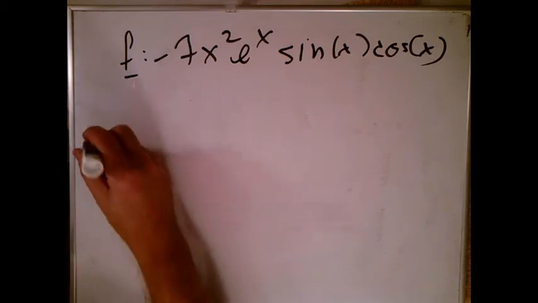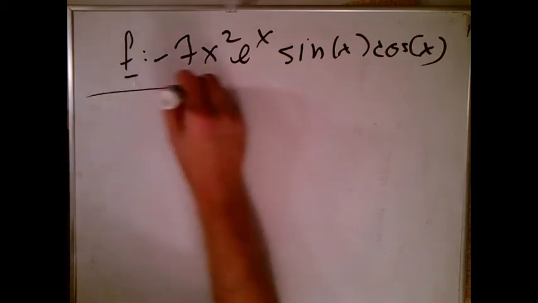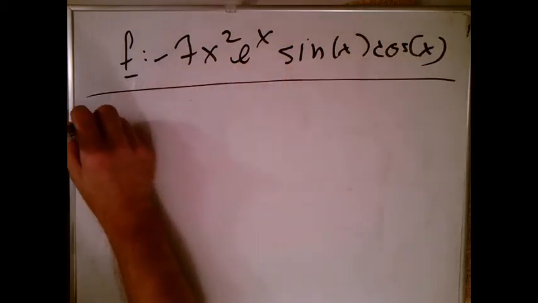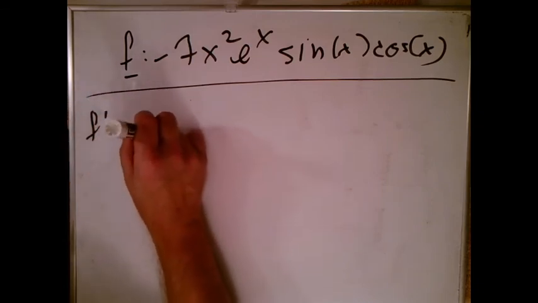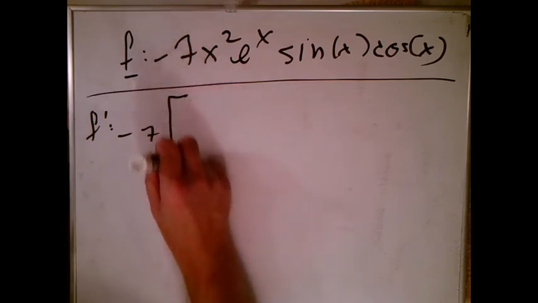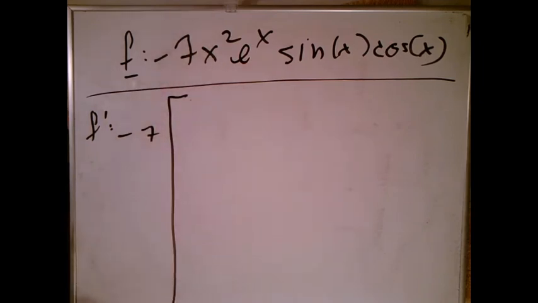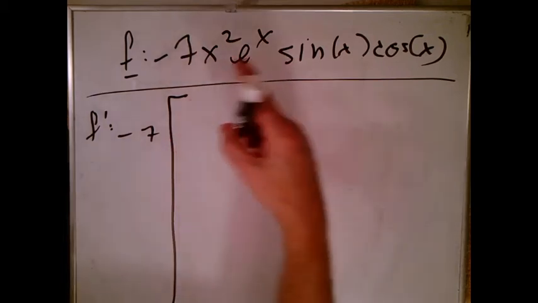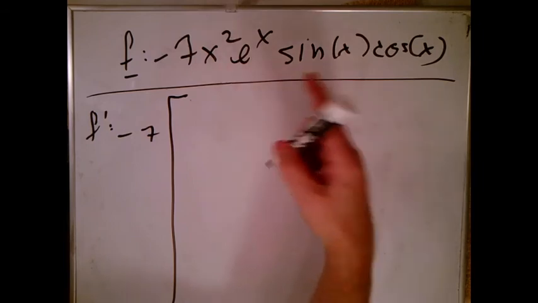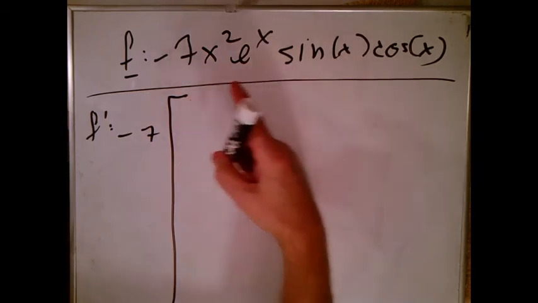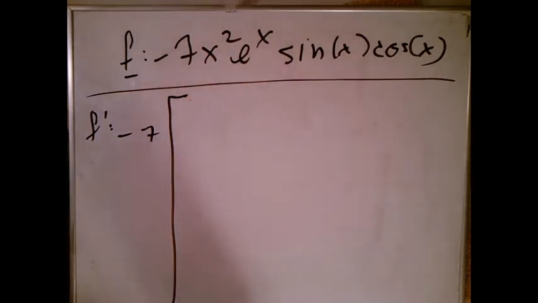Welcome back. First thing I'm going to do is pull out the minus 7. I know I'm adding up a lot of things, so I'm just going to put giant brackets here. What's left? I have x squared e to the x sine x cosine x. So it should be the derivative of the first times the other 3, plus the derivative of the second times the other 3, plus the derivative of the third times the other 3, plus the derivative of the fourth times the other 3. The first thing here says the derivative of x squared.